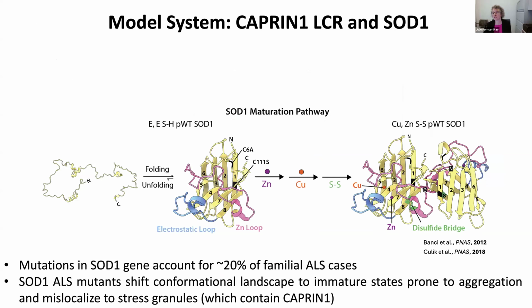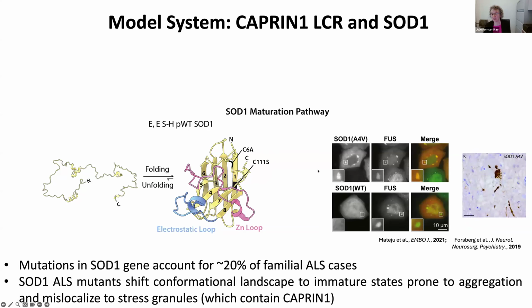Looking at the first model system, the enzyme superoxide dismutase has a maturation pathway from a monomer to a copper-zinc bound, disulfide-linked dimer. Mutations in superoxide dismutase account for about 20% of familial cases of the neurodegenerative disorder ALS, and those mutations often leave the protein in an immature monomeric demetallated state that is prone to aggregation and mislocalizes to stress granules. People have found that the A4V mutation in SOD1 leads the protein to co-localize with FUS, which is found in stress granules, whereas the wild type protein, which is dispersed here, does not co-localize with FUS. And this mutant A4V gives rise to aggregates in ALS.